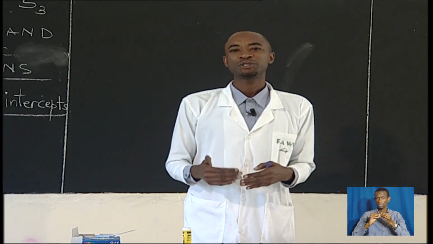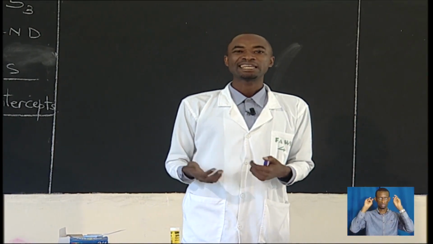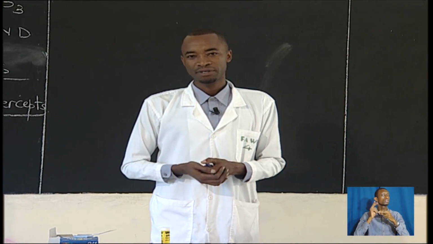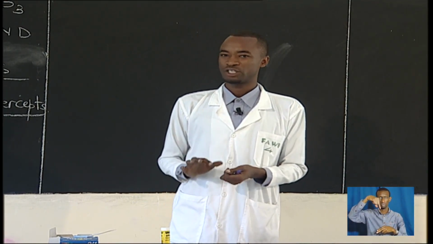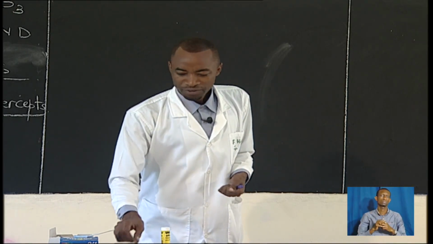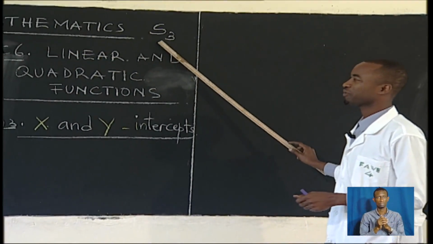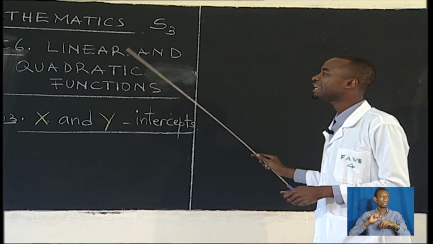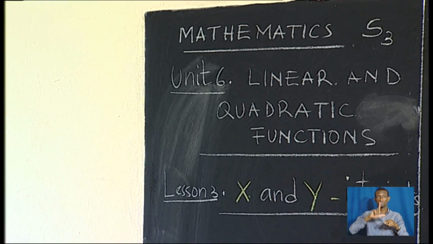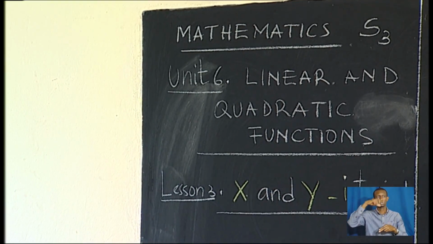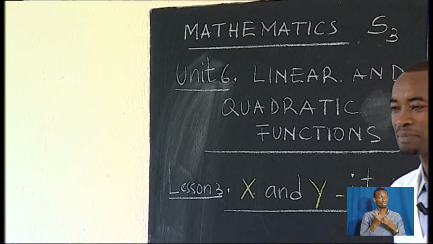And we are going to continue on unit number 6, as you can see, which is linear and quadratic functions. But remember, we are still dealing with the linear functions. As you can read here, we have mathematics for senior 3, unit 6, linear and quadratic functions, as I've said. Our lesson is number 3. We are going to learn what is x-intercept and what is y-intercept.